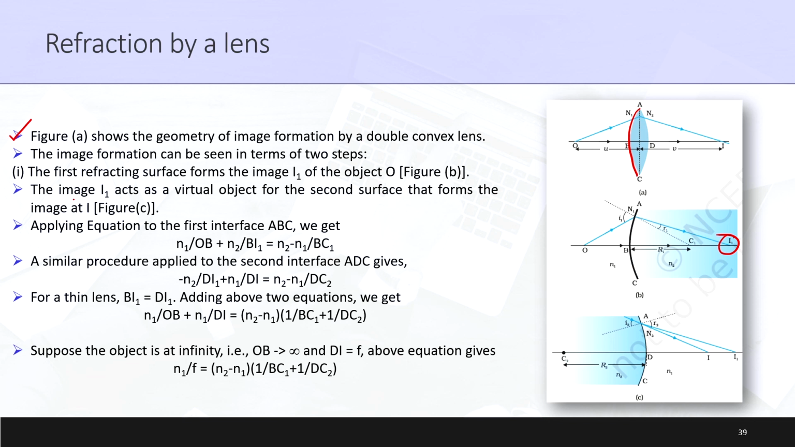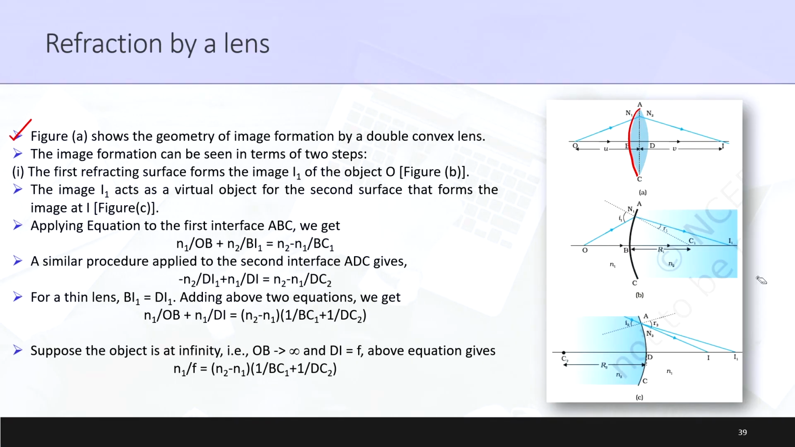Next, the image I1 acts as a virtual object for the second surface that forms the image at I. So, this is the typical sequence where 99% of the time you will use the value of u as minus 100 only, but this time you will use the value of u as plus 100. Why? Because the direction of the incidence of light is in the same direction as the measurement of the object O, which is here the virtual object O. That is fine. So, the image I1 acts as a virtual object for the second surface that forms the image at I. So, as you can see, this forms the image at I. Figure C. So, this is the typical explanation for figure C here for you.